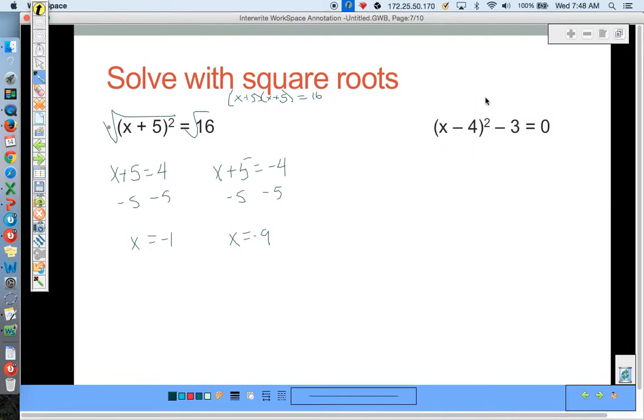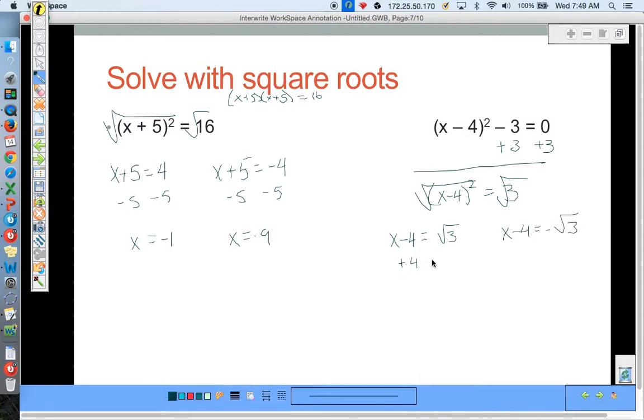Now before we take the square root here, we're going to have to add 3 to each side. So now we have x minus 4 squared equals 3. We can take the square root, and it's not a nice integer number, so we can just leave it as the square root of 3 or negative square root of 3 and add 4 to each side. So you have x equals the square root of 3 plus 4 and x equals negative square root of 3 plus 4.